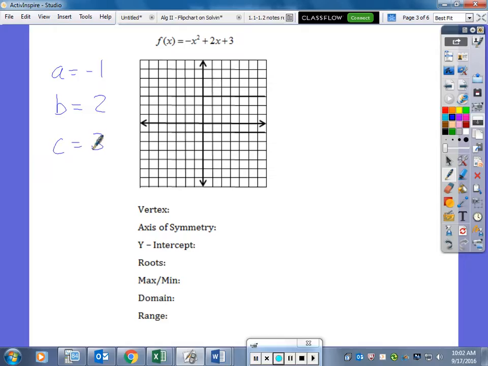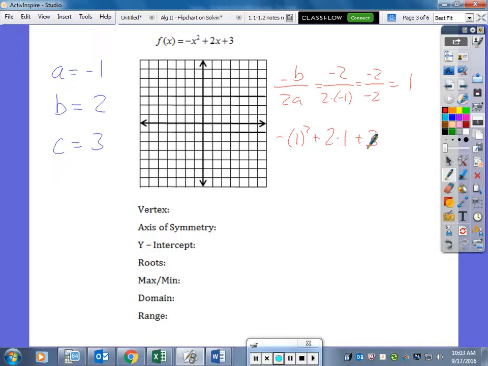All right, from that we can now start finding our vertex. Remember, the formula for the x-coordinate is negative b over 2a. So negative 2 over 2 times negative 1. That's negative 2 over negative 2, in other words, 1. That is our x-coordinate, and we are going to plug it into the equation to find our y-coordinate. We get negative 1 squared plus 2 times 1 plus 3.